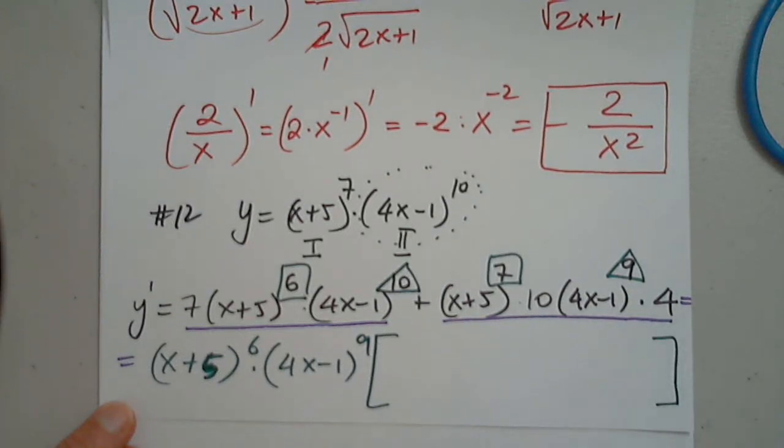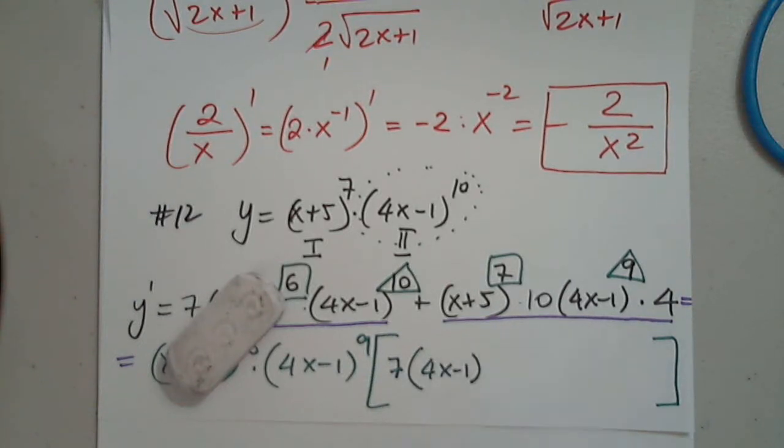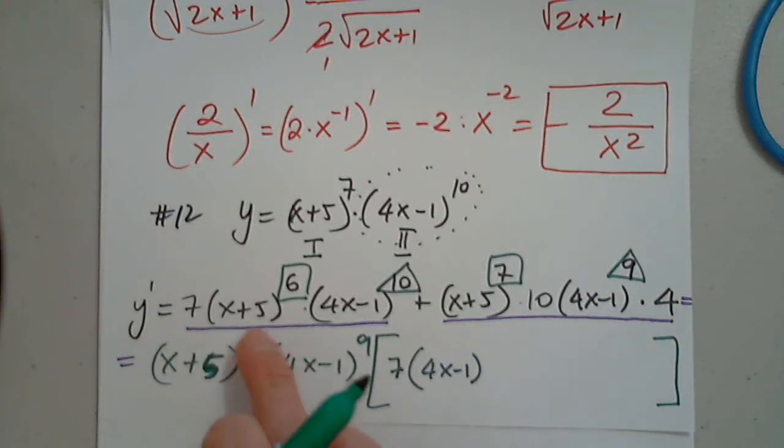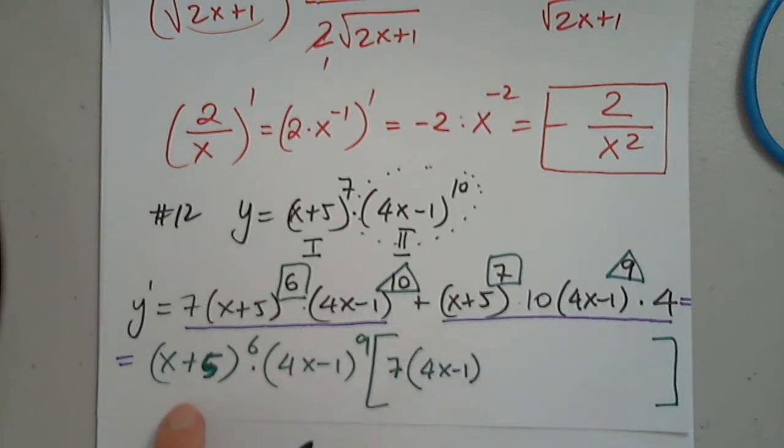And then open brackets. So carefully, let's see what is left from this term. Obviously 7 is left in. From these 6, I removed all of them. So this is gone. But from these 10, I only took in front 9 of those. So 1 must be left inside. How do I know? Because when I multiply this by this, I will recover this term: 7, 4x minus 1 to the 10th, and x plus 5 to the 6th.